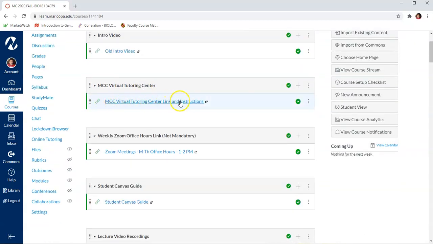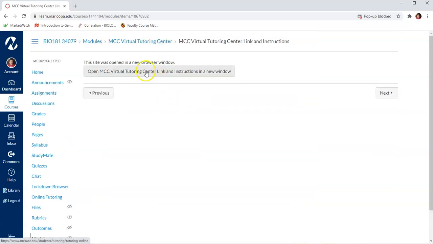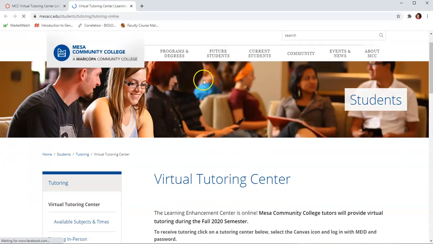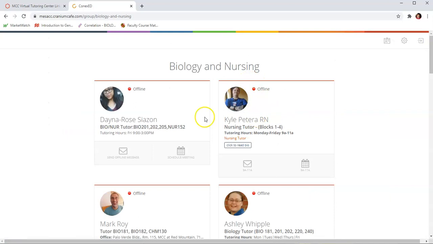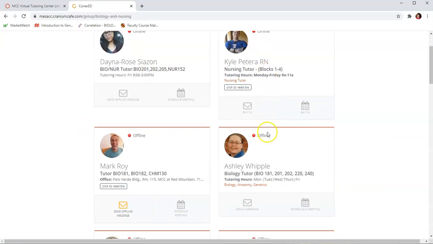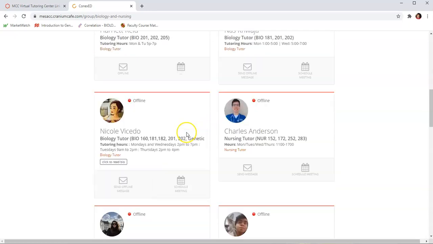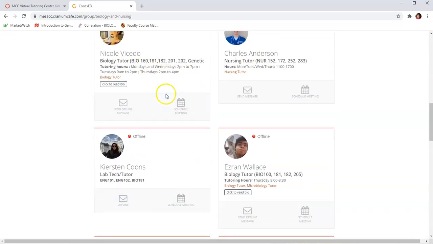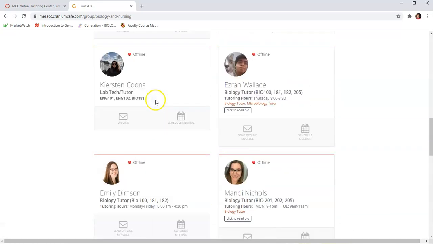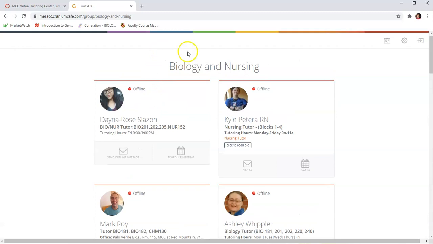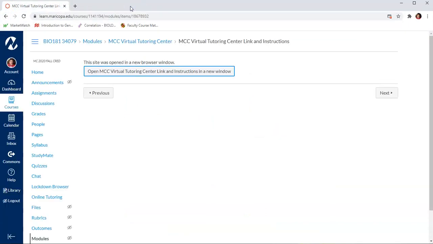there is a virtual tutoring center, and you can click on that link. It will open it up in a new window, and you can get tutoring for biology. Individuals may or may not be online, so you can see if they're offline or online. And then if you have any questions, any of these classes, any of these tutors should be able to help you if they're available. And again, I'll have office hours as well. And occasionally I'll be on here helping tutor also. So that is pretty much it. I'm going to go back to home.